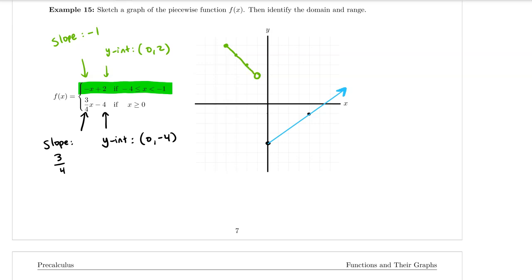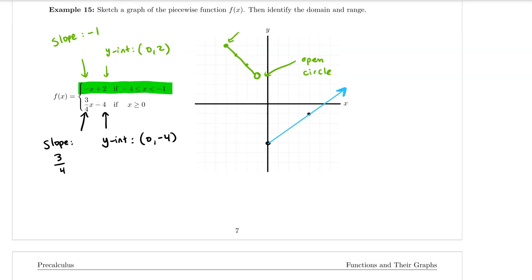And notice that I'm not putting an arrow on either end of this line because, again, it only takes on that graph when x is greater than or equal to -4 and less than -1. So this is an open circle.